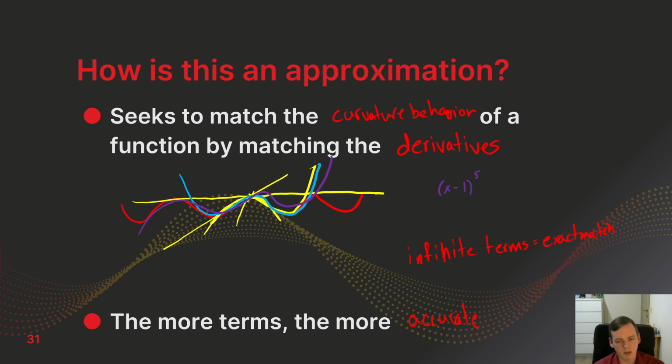So this is ultimately what we're culminating with, the idea of being able to approximate or write a very specific polynomial as an approximation of a function.